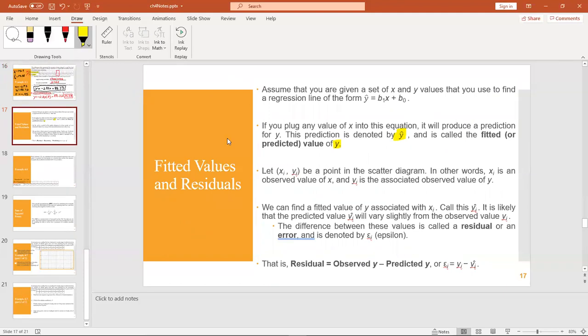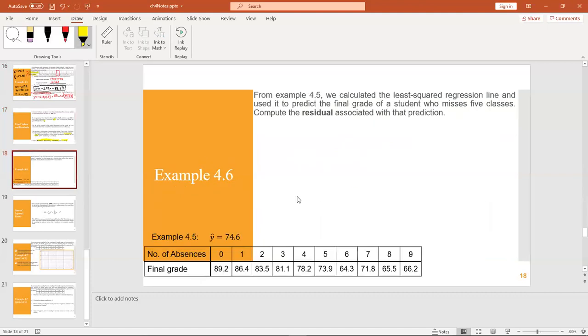And so what you can do is calculate what's called a residual, or it's also called an error. They use the Greek letter epsilon or e. And so the error is basically, if you state it in plain English, it's the observed value minus the predicted value. Writing it in kind of fancy pants math notation, epsilon sub i equals y sub i minus y hat sub i. So in this case, we could find y hat.